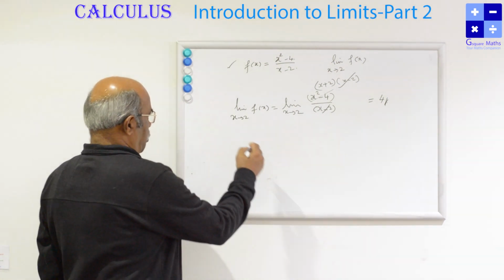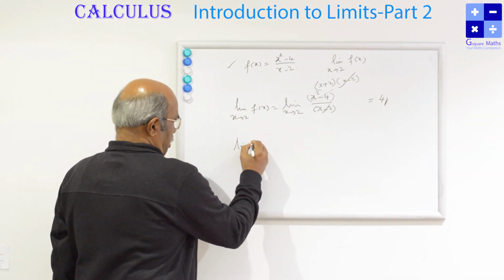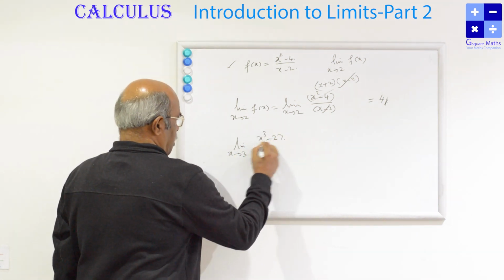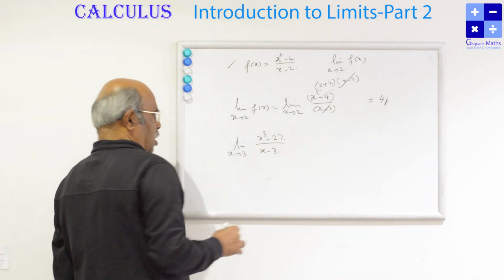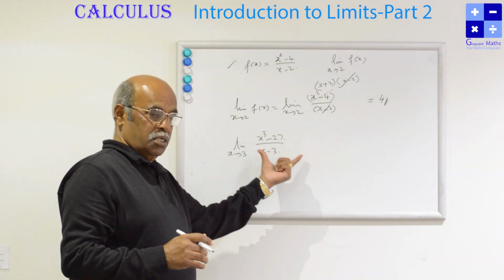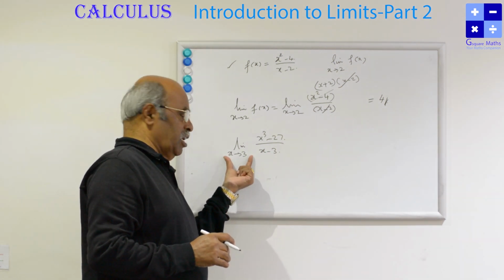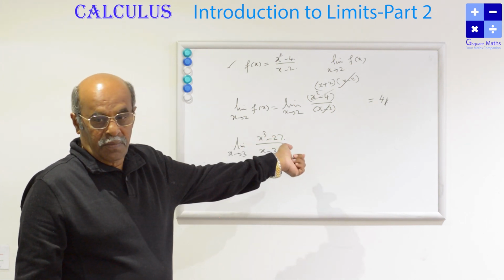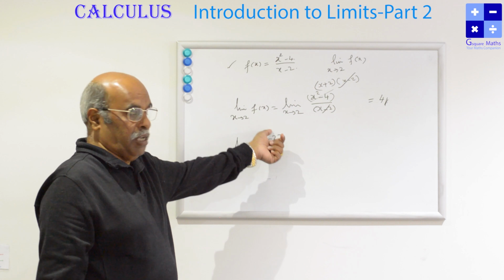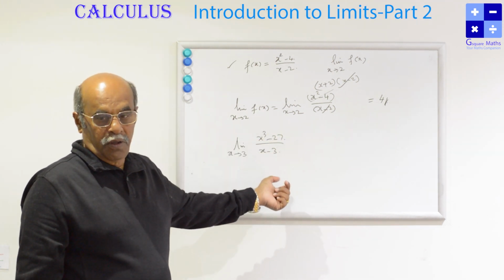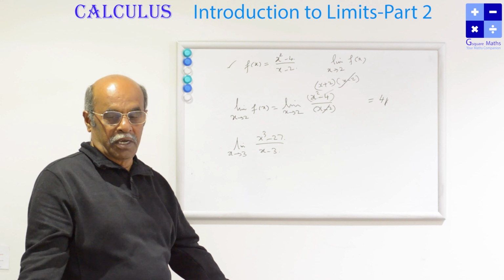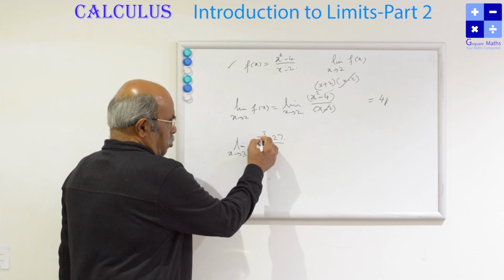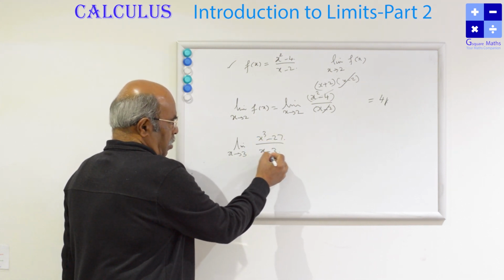For the same thing, another problem. Limit x tends to 3 of (x cube minus 27) by (x minus 3). Here also, the function is this. We have to find out the limit value at x tends to 3. F of 3 is not existing. Why? Because it is coming 0 by 0 form, an indeterminate form. For indeterminate form, we cannot evaluate. 0 by 0 is not 0. It is indeterminate form. So x tends to 3, 27 minus 27 by 3 minus 3, that is 0 by 0.